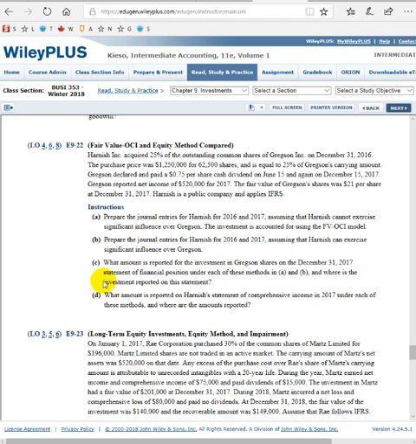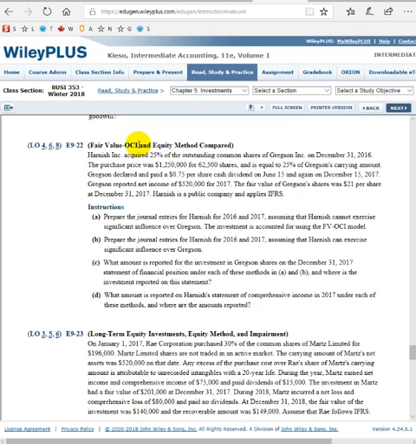And so, the question asks us to prepare journal entries for 2016 and 2017. A lot of journal entries in this intermediate financial accounting course, assuming that they cannot exercise significant influence over Gregson, in which case we actually use the fair value through other comprehensive income in the same way as we've done in the previous few examples. Well, we actually have the option between fair value through net income, which we've used in some examples, and fair value through other comprehensive income, which we've used in a couple of the examples.